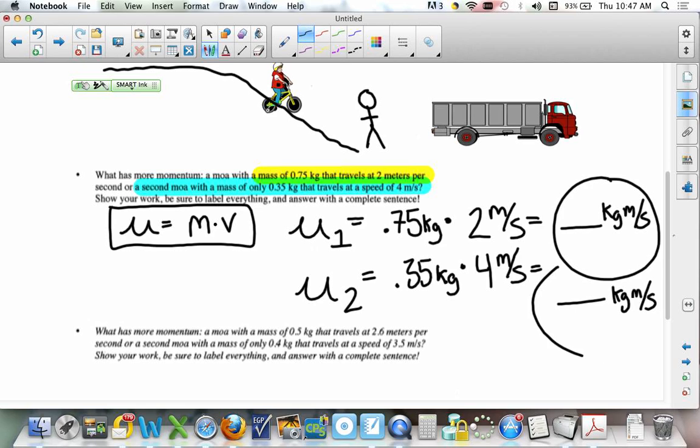Circle that answer. Now, what I want you to say is which one has more momentum? Well, the one that has the greater number, whichever one is greater, is going to have more momentum. And finally, what do you want to do? Answer with a complete sentence. Okay, that's how you solve the first and the second one.